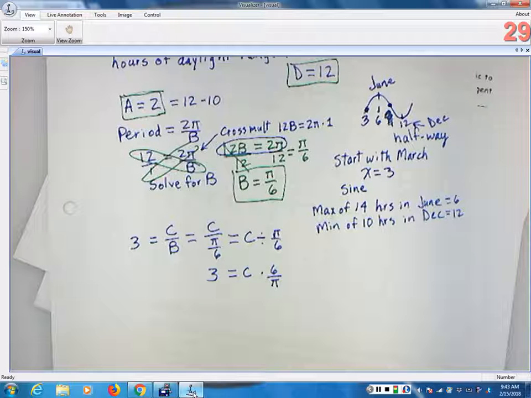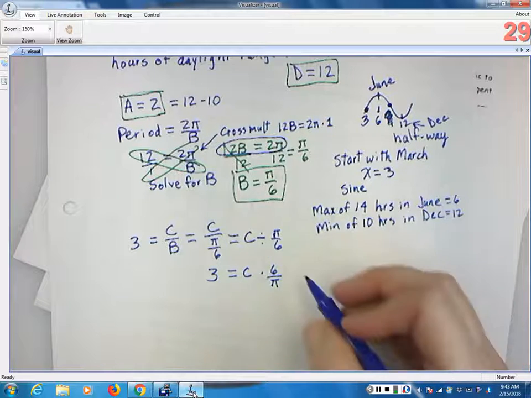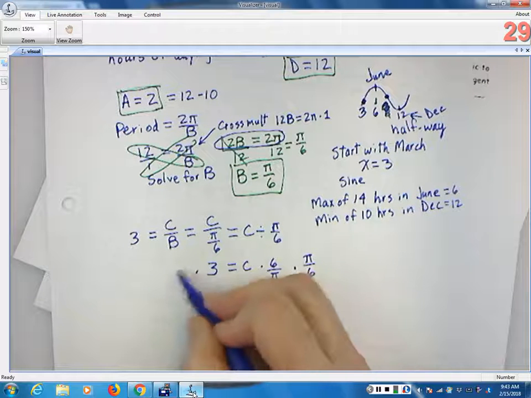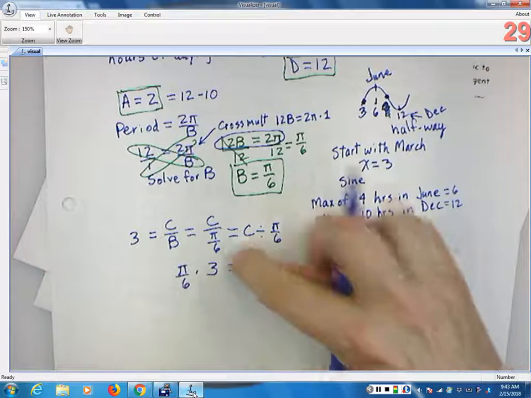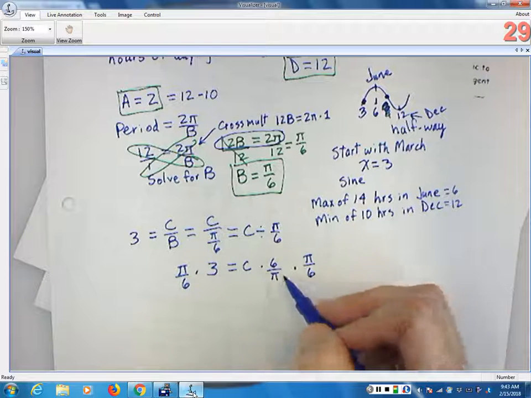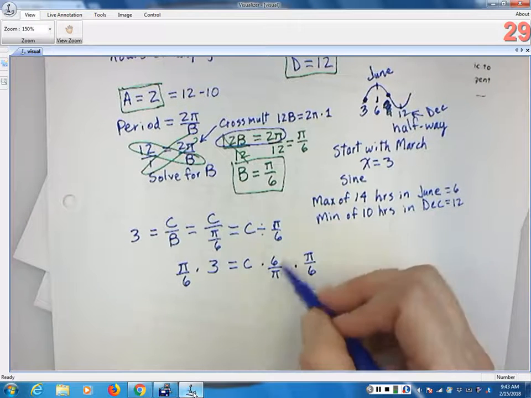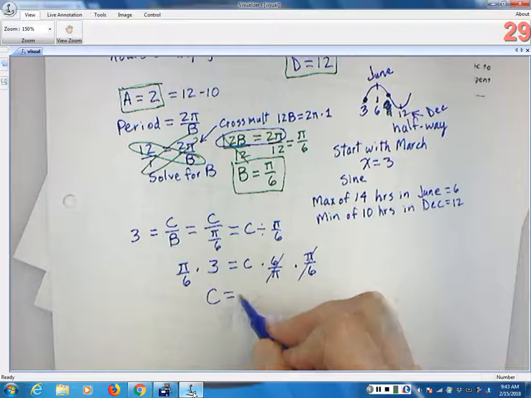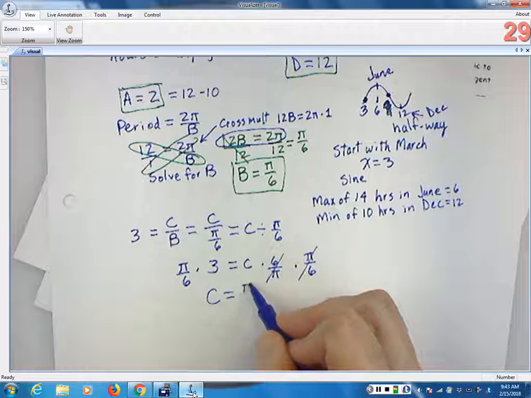And then, I could have just multiplied by pi over 6 instead of doing all that work. We could have multiplied at this point by pi over 6. We want to get C by itself, and I probably did it a less complicated way in the filled-in note. C is 3 pi over 6, or pi over 2.